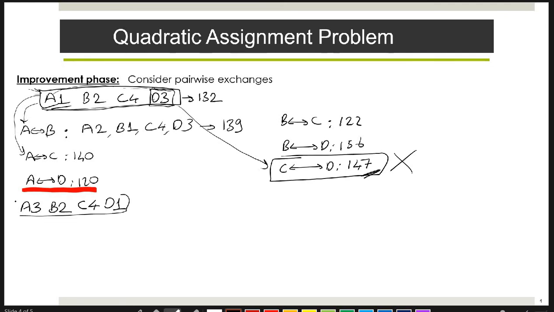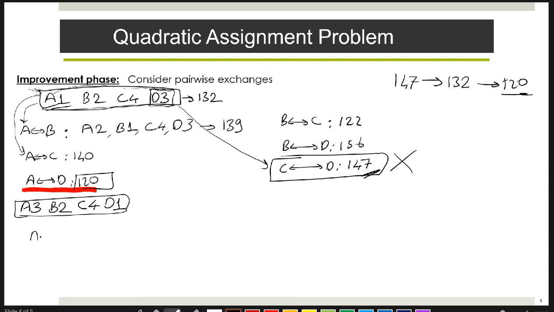Now this is our base solution with a cost of 120. We started from 147, improved it to 132, and now we improved it to 120. But how do we know that this is the best solution? We can continue to replace it, we can continue to change it. So what are the possible changes?